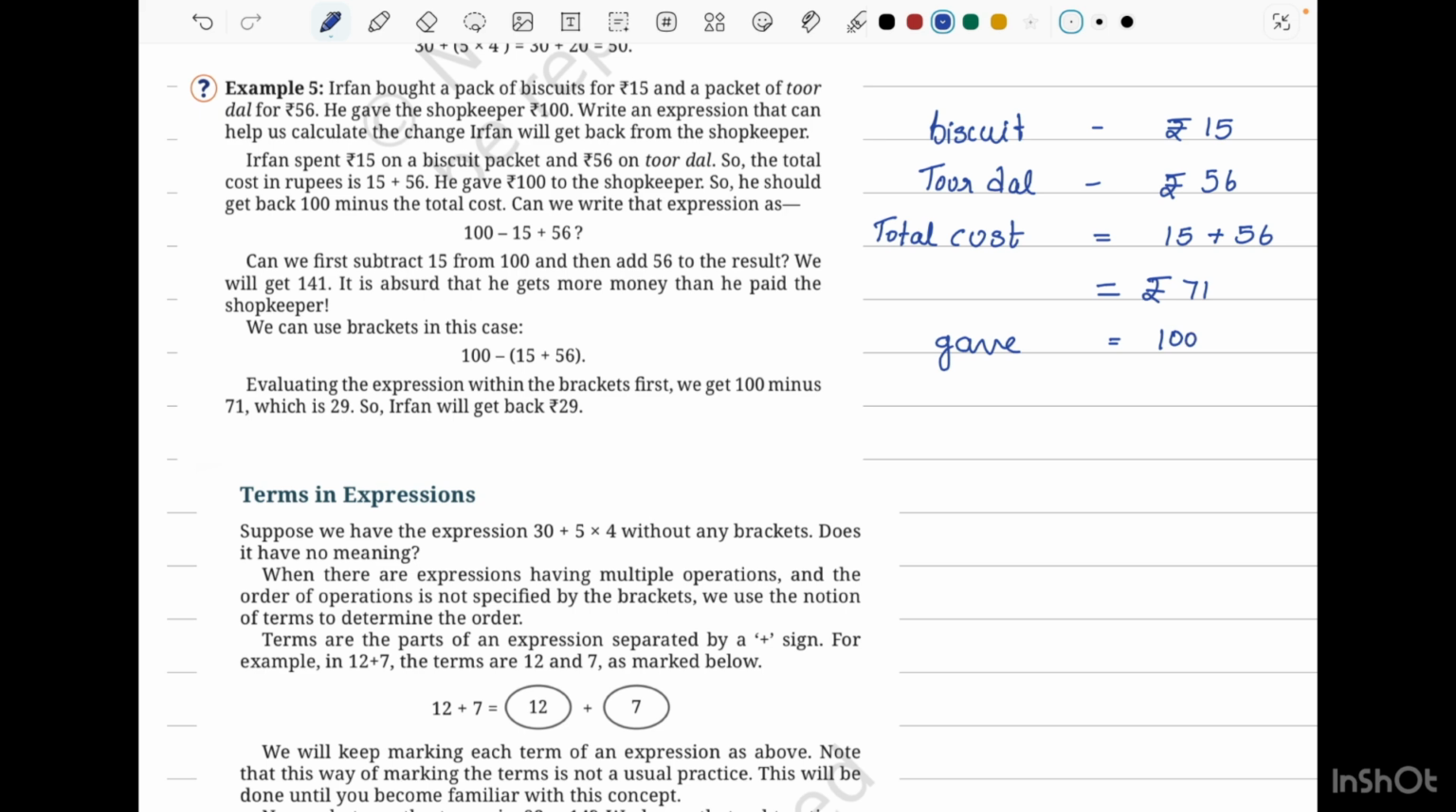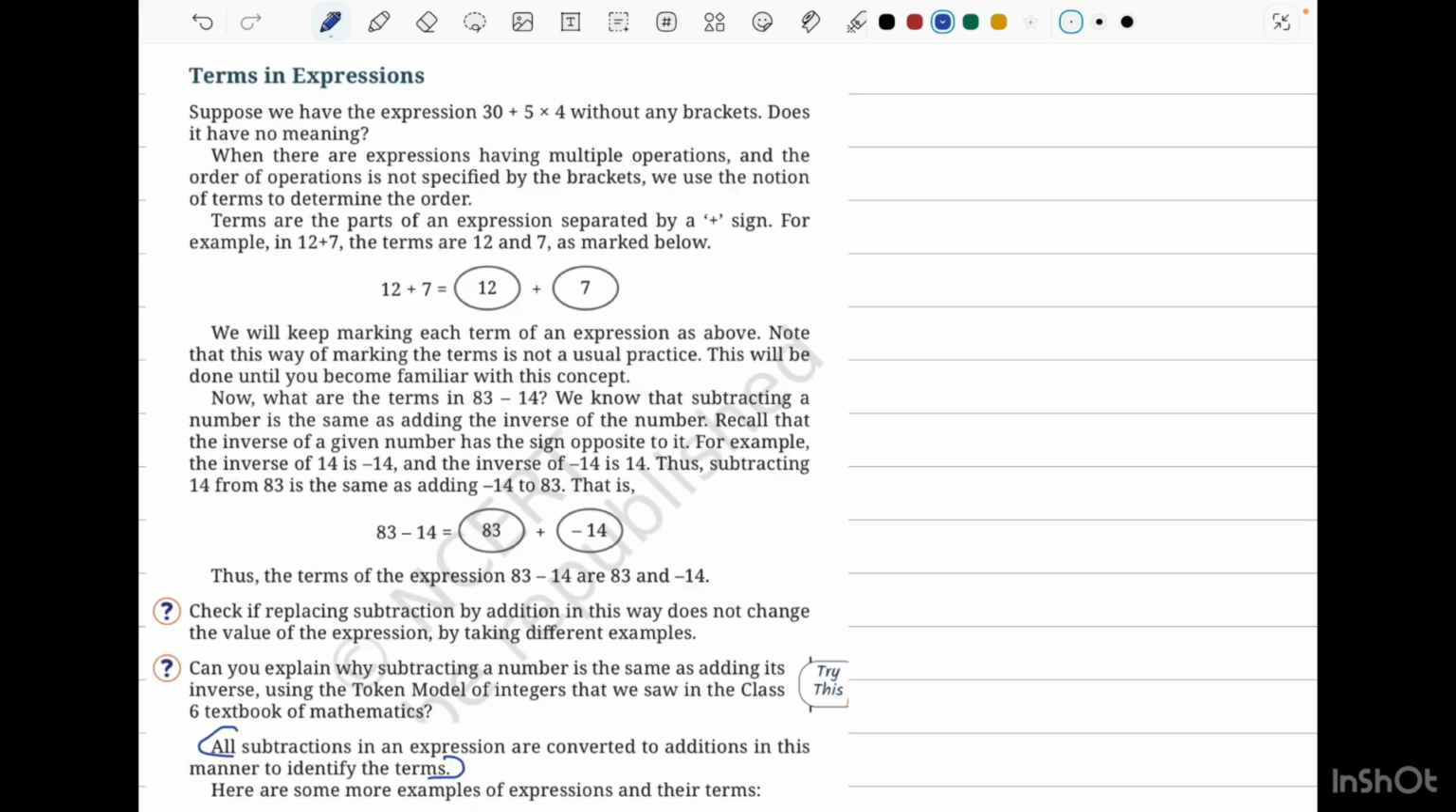So the change he got back is 100 minus (15 plus 56). If you don't put brackets, then it will be calculated as 100 minus 15 and then adding 56. Then the answer will be wrong. So we must put brackets. Here 15 plus 56 is 71. So 100 minus 71 is 29. So the answer is 29.